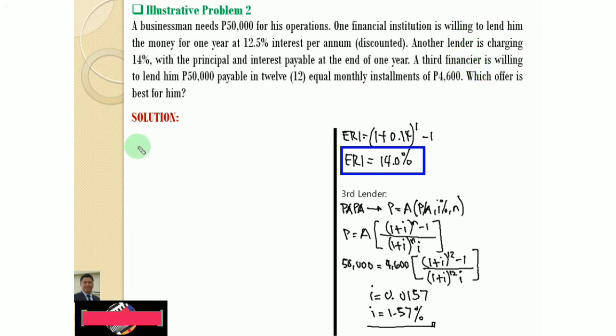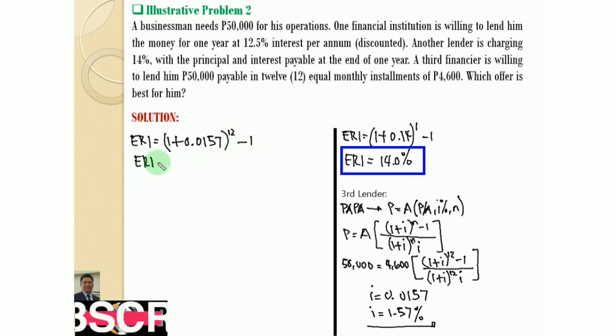So each ERI is just simply equal now to 1 plus 0.0157, then you raise this 1 to the 12, then minus 1. So our ERI is just simply equal now to 0.2056, or in percent equal now to 20.56%. Okay.